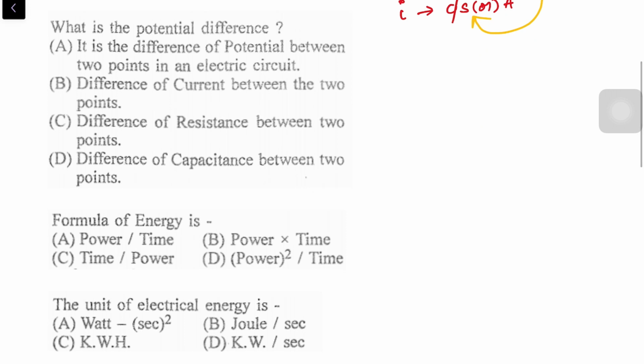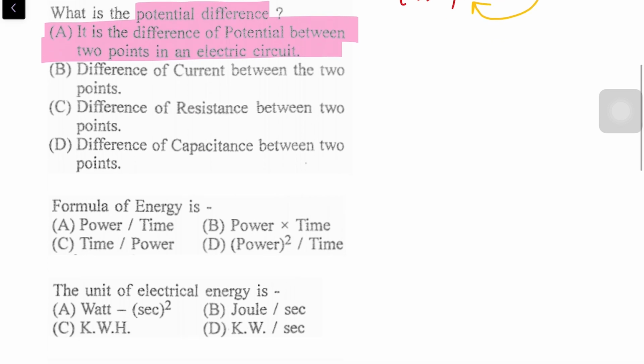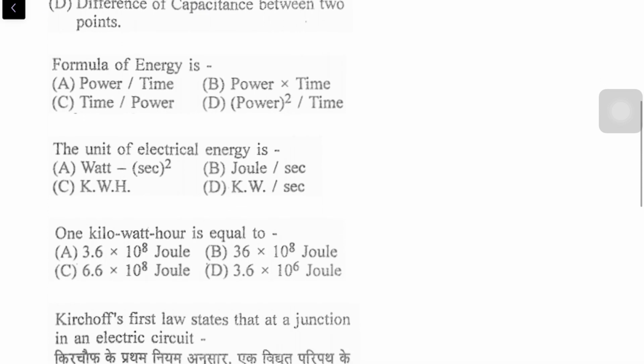Next one is potential difference. Potential difference generally is nothing but voltage only. So what is potential difference? Option A, it is the difference of potential between 2 points in an electric circuit. This seems an absolutely right statement. Let us just go through the next options also: difference of current, difference of resistance. Very senseless statements. Directly the first statement itself is the right answer.